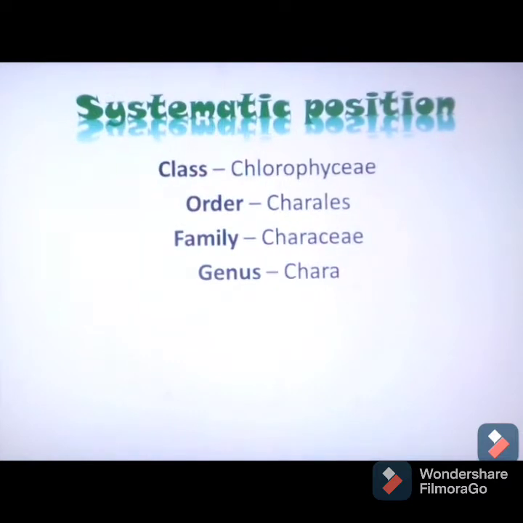Now, coming to the classification or the systematic position of Chara, it belongs to the class Chlorophyceae, order Charales, family Characeae, and genus Chara. This is the systematic position of Chara.